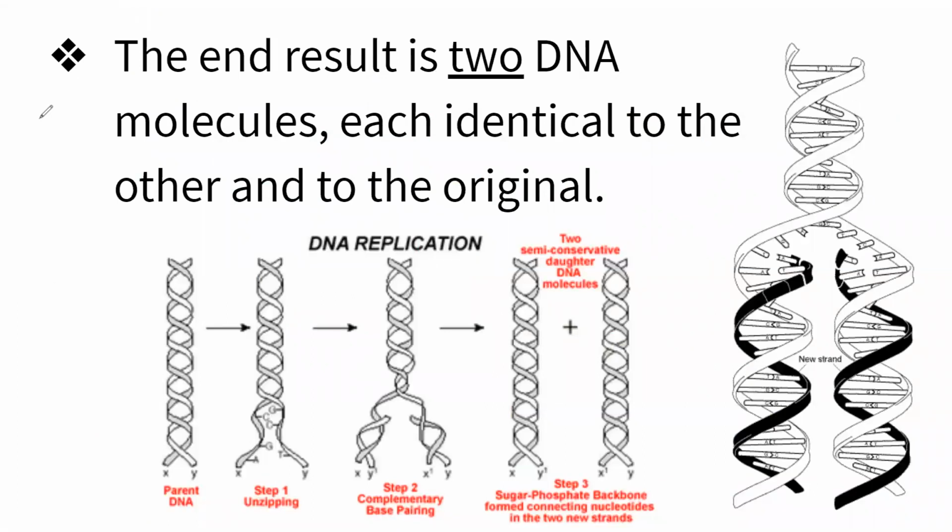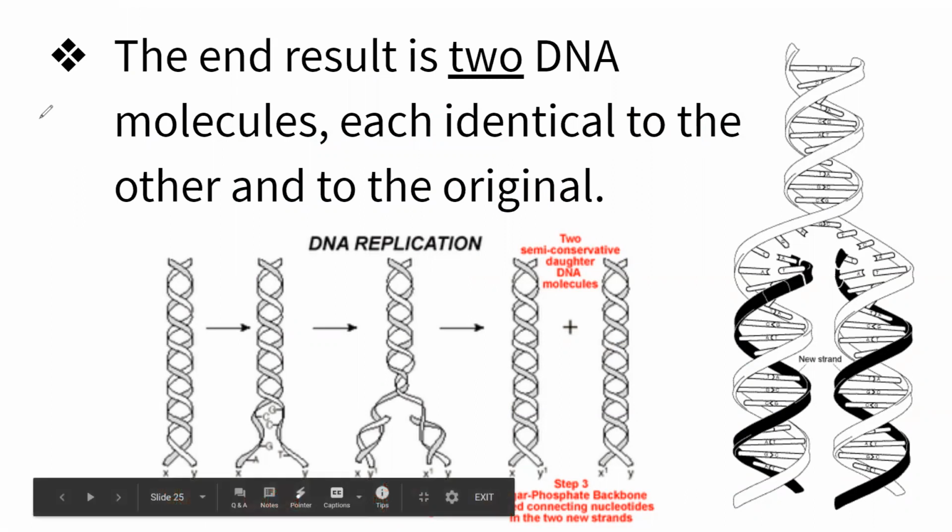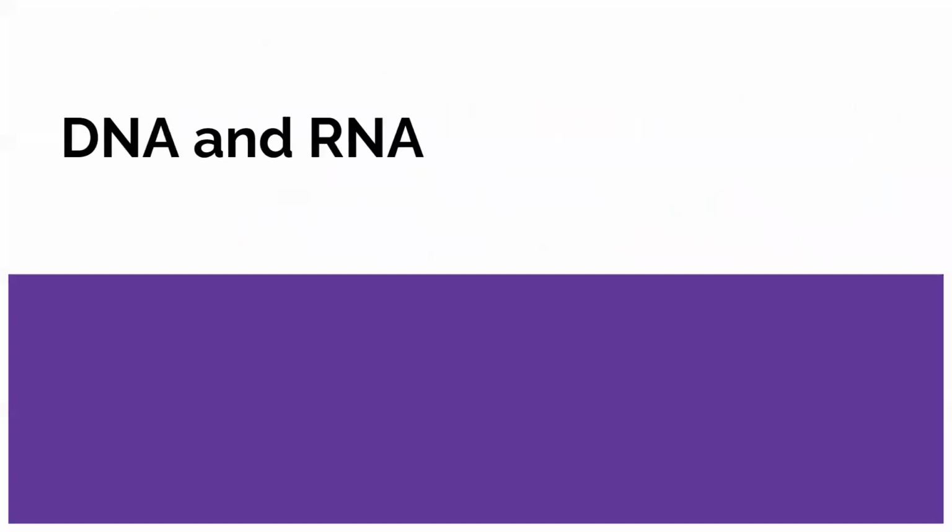So once all that replication is done, we're going to have an end result of two DNA molecules which are identical to one another, and they're identical to the parent strand, okay? Because that's the whole point. We need to end up with DNA molecules that are the same. So let's move on and let's talk about DNA and RNA.